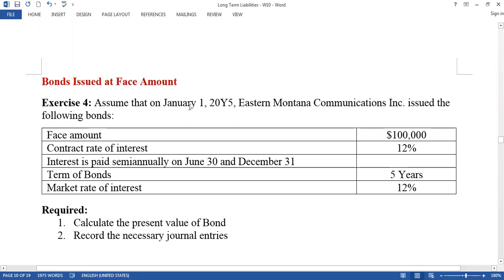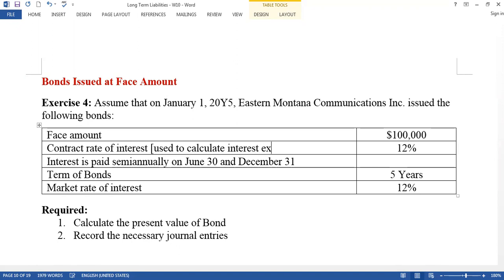Assume that on January 1st, 2005, this company issued the following bonds. The face amount is $100,000, and the contractual interest rate is given as 12%. Why do we use the contractual interest rate? We use the contractual interest rate to calculate the interest expense.